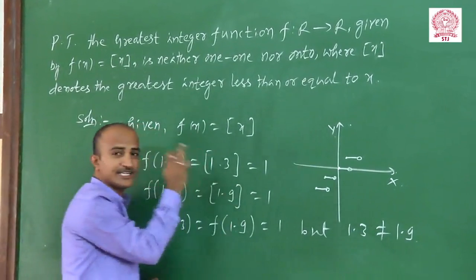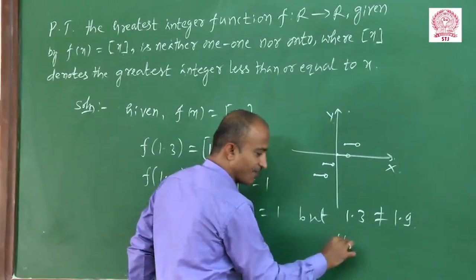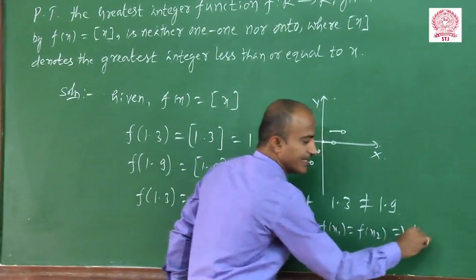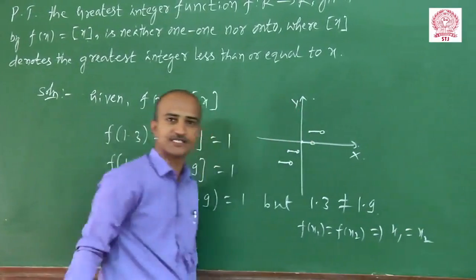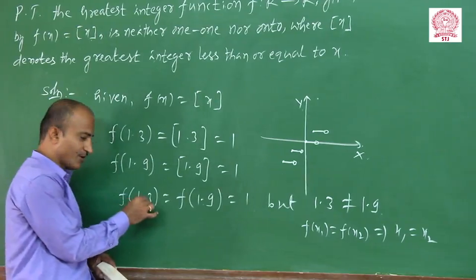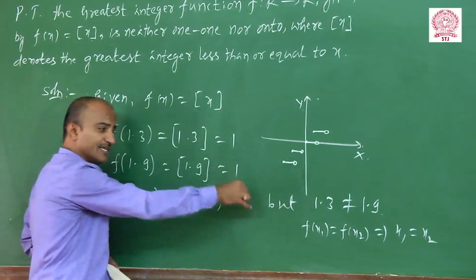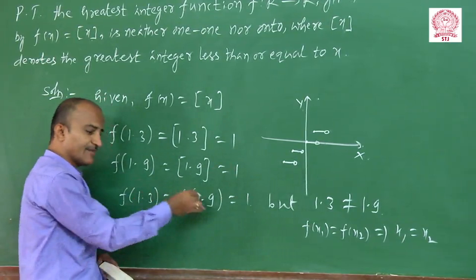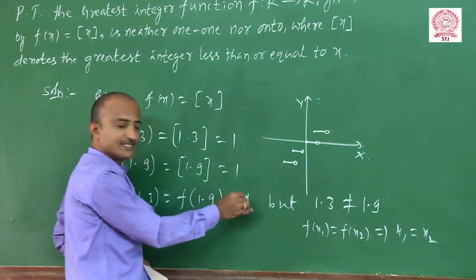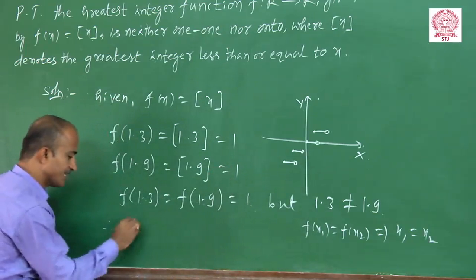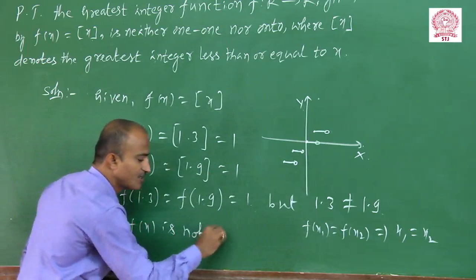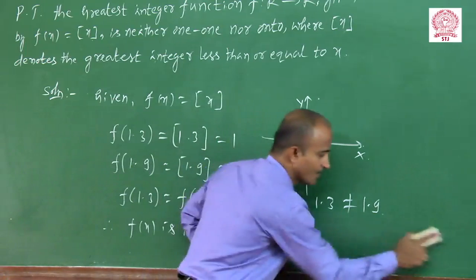To say the function is 1 to 1, if f of x1 equals f of x2 implies x1 equals x2 for all x1, x2 belonging to the domain. Here the domain elements are 1.3, 1.9, whose image is 1. Distinct elements of the domain have the same image in the codomain, therefore f is not 1 to 1.